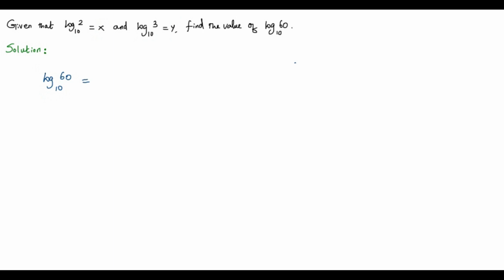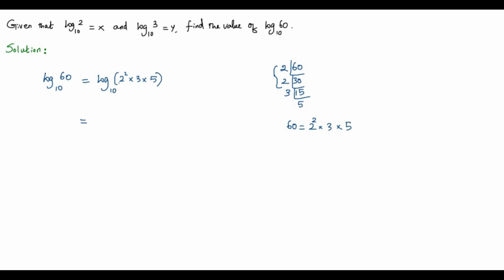For that, I'm going to decompose 60 into the prime factors 2 and 3. So 60 is an even number, so we can divide it by 2. Then we get 30. Again, it's an even number, we divide it by 2, we get 15. It's an odd number and also a multiple of 3, so we can divide by 3, so we get 5. So 60 is equal to 2 times 2, which can be written as 2 square times 3 times 5. So log of 2 square times 3 times 5 to the base 10.